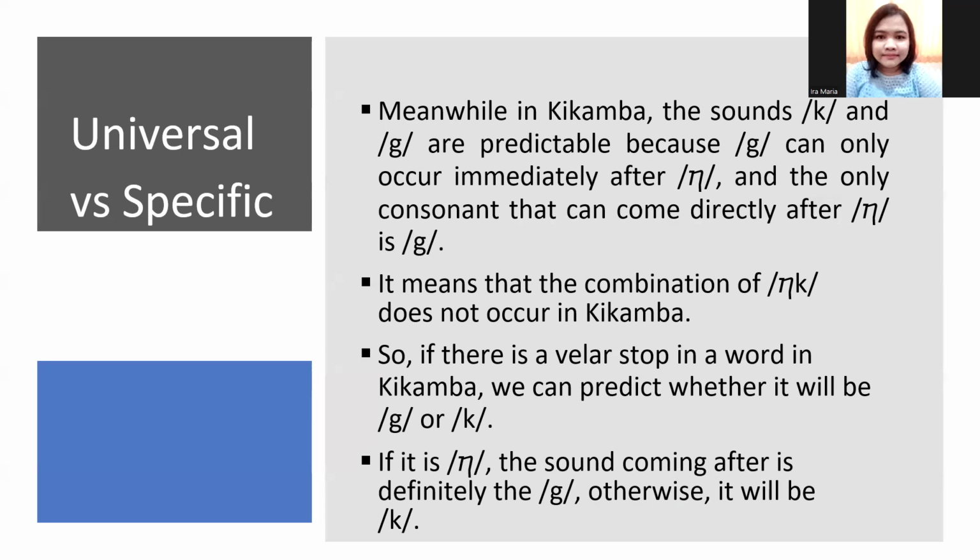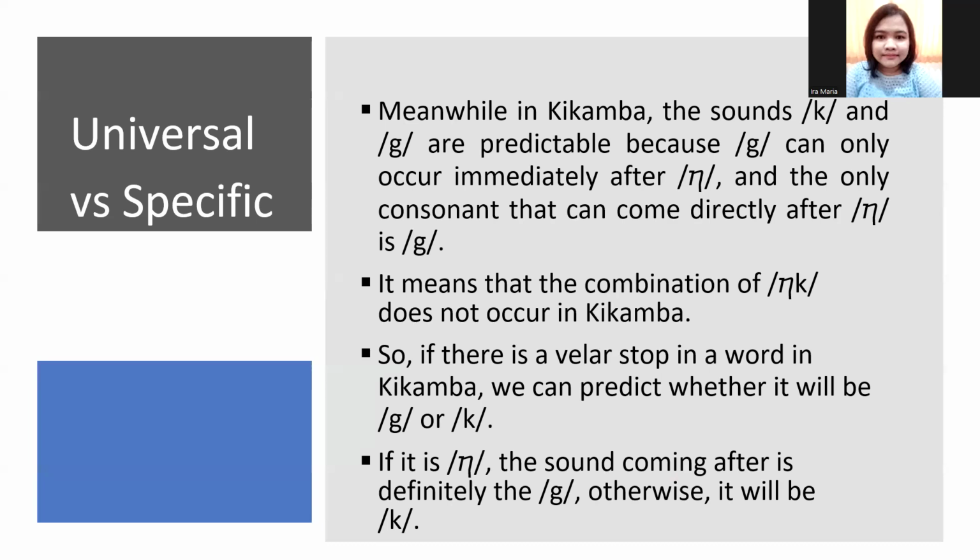And for the g sound, the articulatory gesture is the same as for k. The back of your tongue contacts the soft palate to obstruct the airflow. However, during the production of g, the vocal cords are pulled together and vibrate, resulting in a voiced sound. This vibration of the vocal cords distinguishes the g sound from the voiceless k sound.